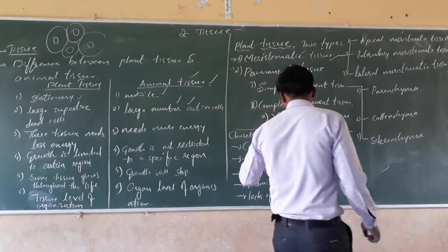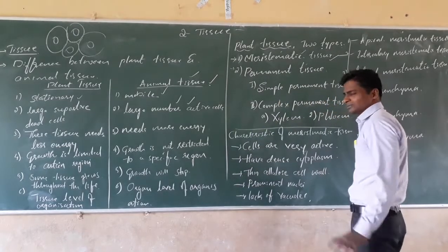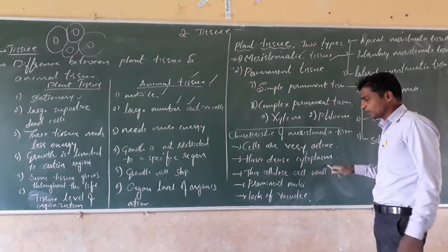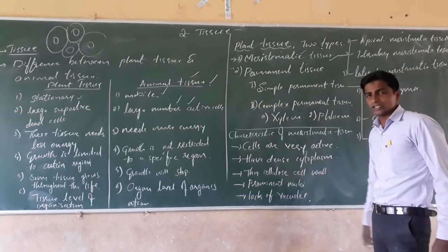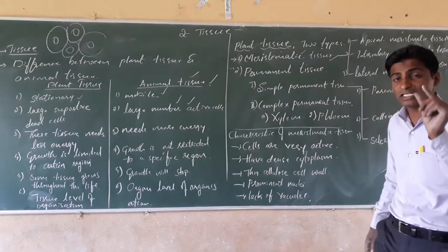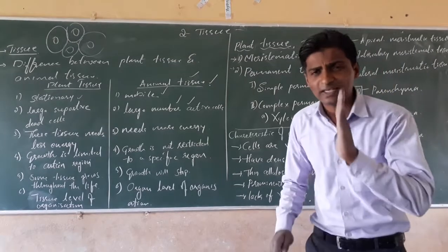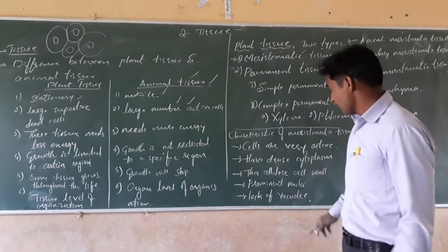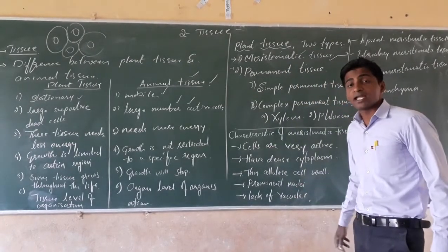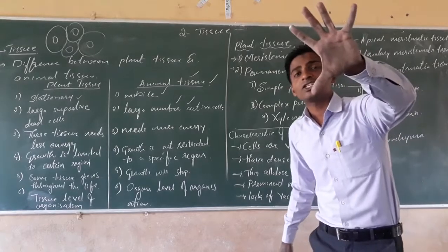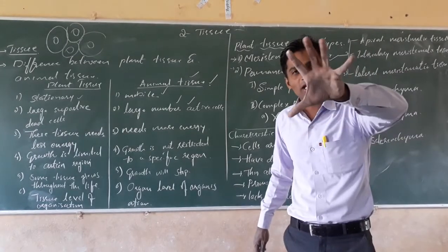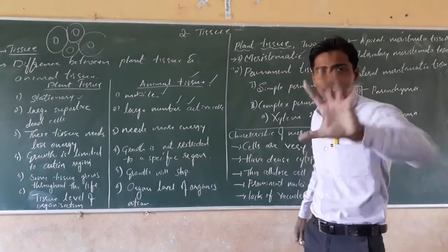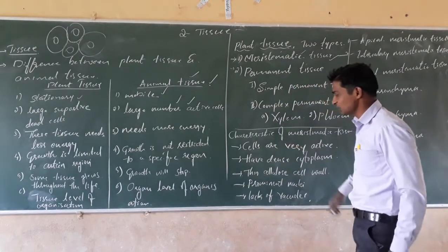Next, see, they have a dense cytoplasm, very dense cytoplasm, very active cells. Thin cell wall, made of thin cellulose. The next, prominent nuclei. Prominent nuclei means large nuclei. That is, the nucleus is large in size in case of meristematic tissue.